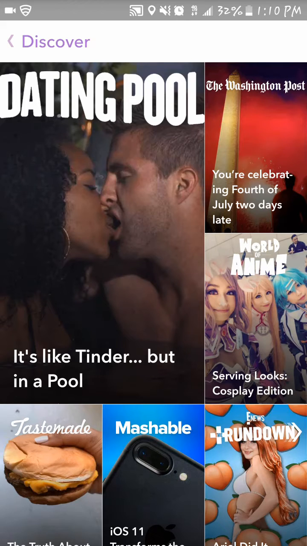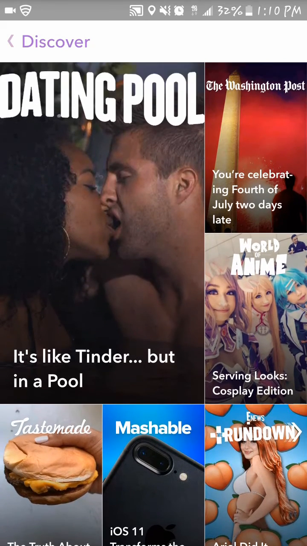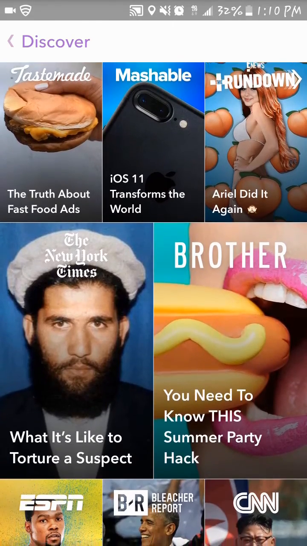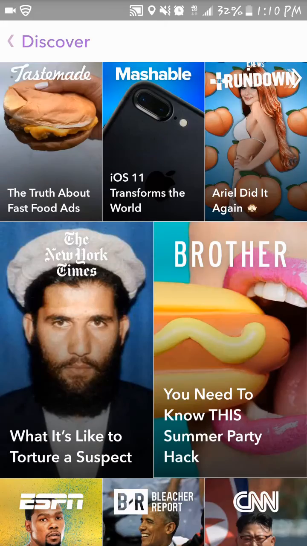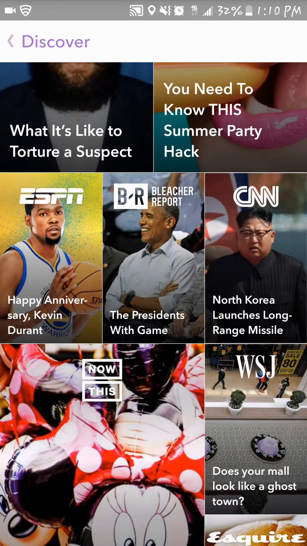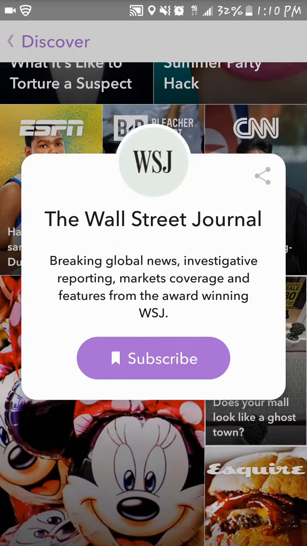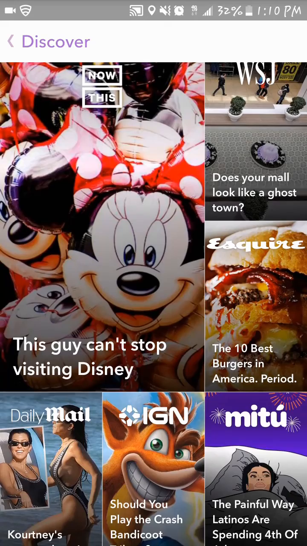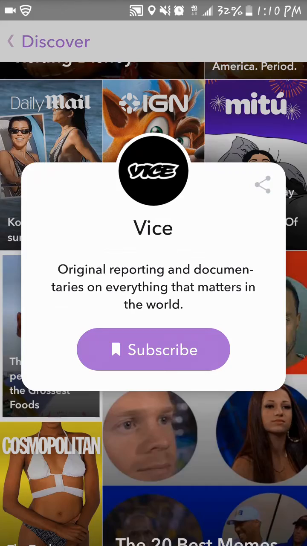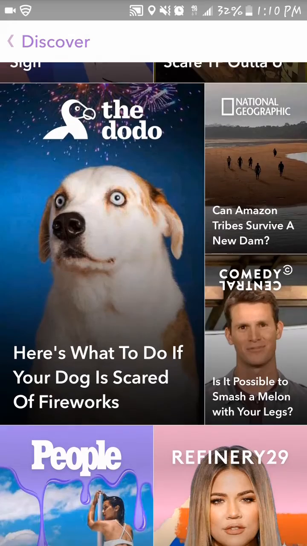So here you can see an example of the Discover tab in Snapchat. Basically it has news sources: Washington Post, Wall Street Journal, CNN, ESPN, New York Times. Most of the popular sites. One thing that's interesting about it is that there are no conservative news outlets, like not a single one. I mean, I guess the Daily Mail has some conservative views sometimes, but not really. They're just not usually fake news, I would say.